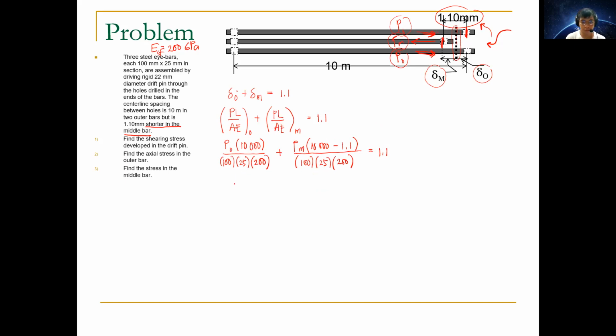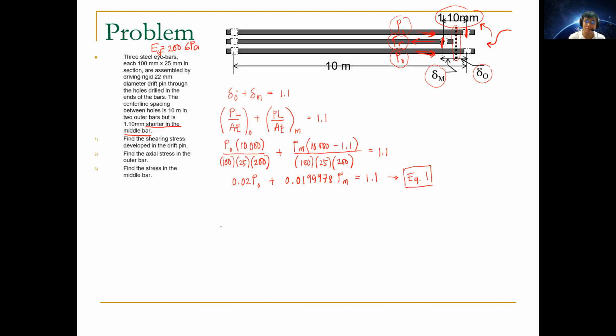So if we simplify this, this would give us 0.02 P sub O plus 0.0199978 P sub M equals 1.1. So this is our equation number 1. Okay, so this is our compatibility equation.